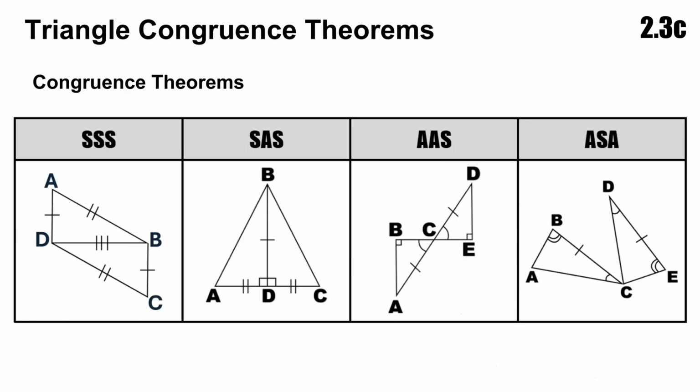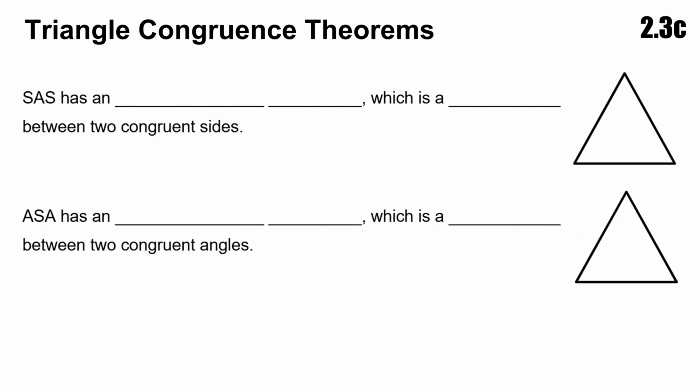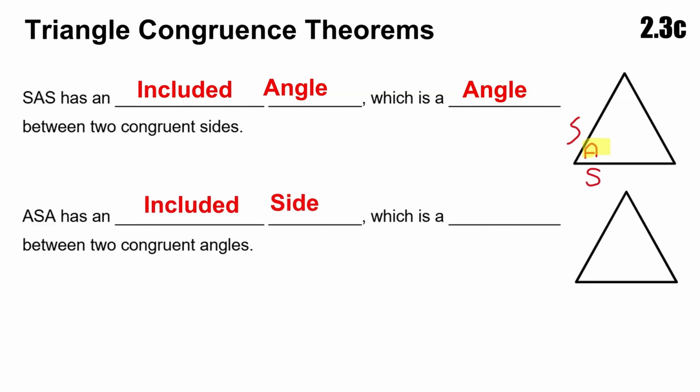Here are some examples of what the theorems look like. In the diagrams, the slashes indicate that the sides are congruent. Side-angle-side has an included angle, which is an angle between two congruent sides. Angle-side-angle has an included side, which is a side between two congruent angles.